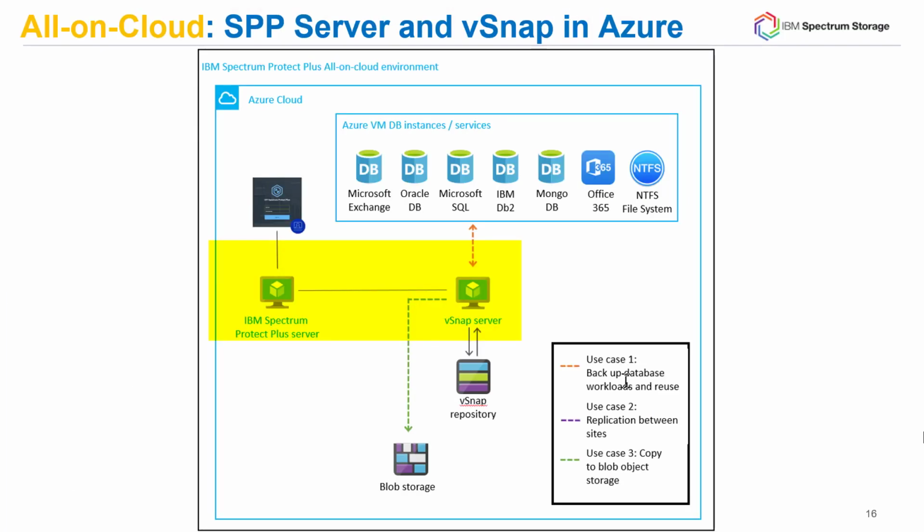I'm going to be demoing an all-on-cloud deployment with a new vNet, and you can see what that layout looks like inside of Azure here. I'll also be carving out some new blob storage for which we can utilize the Spectrum Protect Plus server to do an offload for long-term retention.